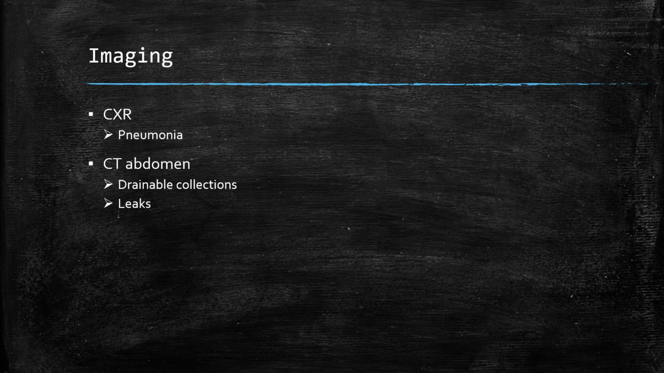Imaging is valuable in looking for the source of the sepsis. Probably every septic patient should have a chest X-ray, since pneumonia is so common, both in the community setting and in the hospital setting. On the surgical service, if the patient has had abdominal surgery, then a CT of the abdomen and pelvis becomes the go-to study. This study will allow us to identify drainable fluid collections that may be abscesses, and we can also identify anastomotic leaks this way as well.